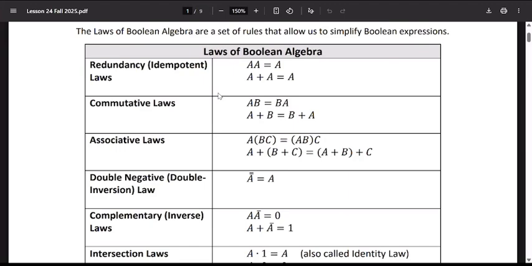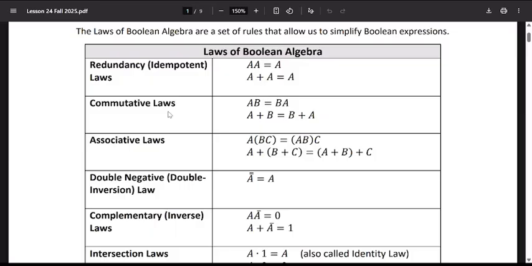Multiply A by A, and that gives me A. So it means it is redundant. We also call that idempotent. A plus A equals A. So when it comes to idempotent laws, we have the one for multiplication and the one for addition.